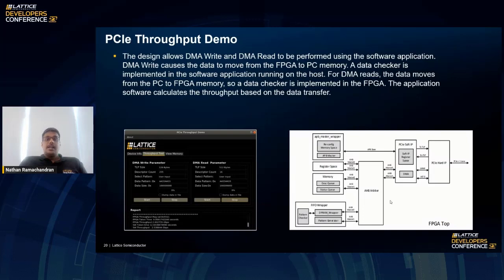A data checker is implemented in the software application running on the host. So what happens is you can perform a DMA write, and the data checker checks whether the DMA write gets through. For DMA read, the data moves from PC to FPGA memory. So we also have implemented a data checker in the FPGA. Okay, the application software calculates the throughput based on the data transfer.